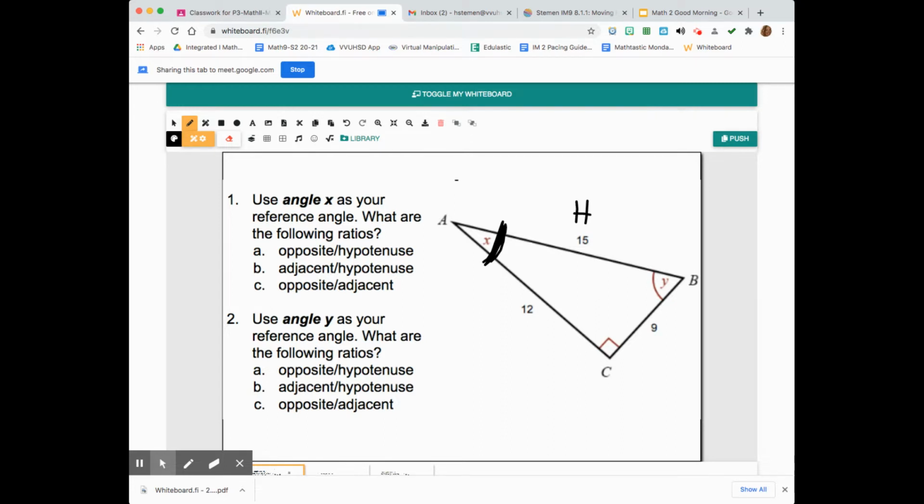So the hypotenuse is 15. The opposite side is 9. And the adjacent side is 12. Hypotenuse, opposite, and adjacent. So we always start there. Now that we have our sides labeled, we're going to actually write ratios or fractions. Yesterday we just said what the length of the side was, and today we actually want to write fractions. So for 1A, I need to write opposite over hypotenuse. My opposite side is 9, and my hypotenuse is 15. So for 1A, you'll have 9 over 15.